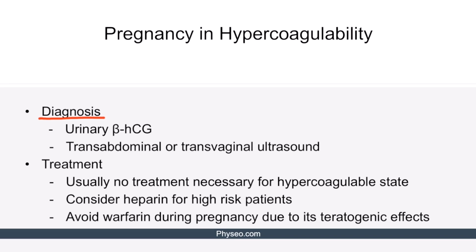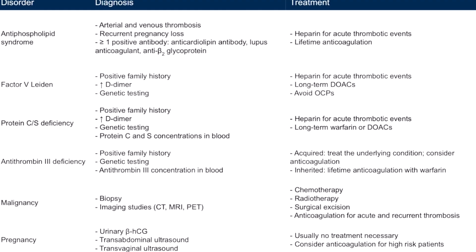Treatment of hypercoagulable state during pregnancy is usually not necessary. However, we should consider heparin for high-risk patients, including those with positive family history for thrombotic events. It's worth mentioning that warfarin should be avoided during pregnancy due to its teratogenic effects. This table summarizes all the prothrombotic disorders that were discussed in the lecture. Please pause the video and take a moment to consider this table.